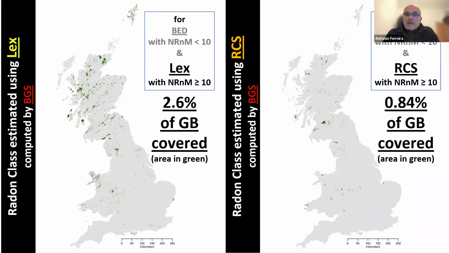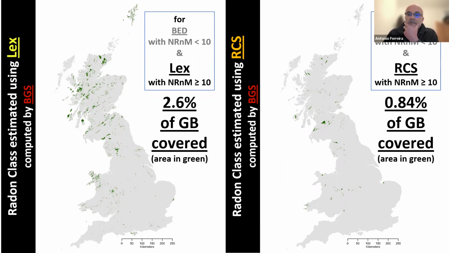Now, on the left, when a BED simplified geology had less than 10 measurements, we use the following layer of geological detail, LEX, if its number of radon measurements is 10 at least. 2.6% of Great Britain has been covered. And finally, on the right, when a LEX simplified geology had less than 10 measurements, we use RCS instead. If its number of radon measurements is 10 at least, less than 1% of Great Britain has been covered.